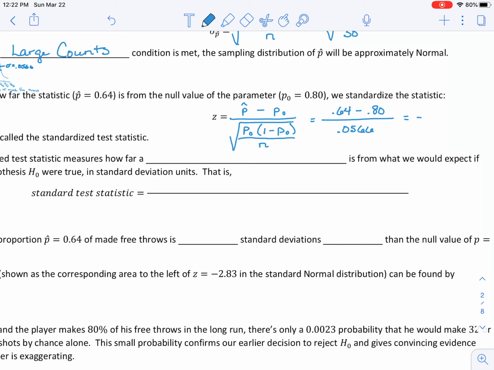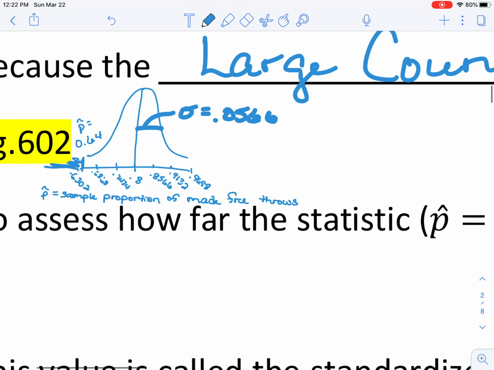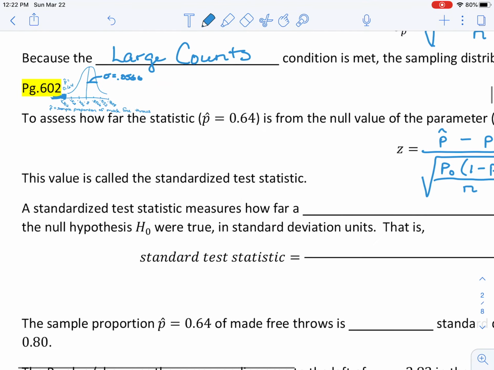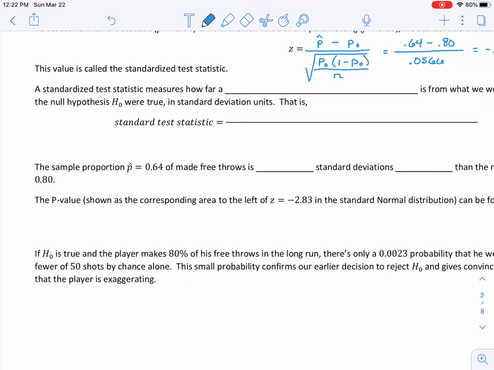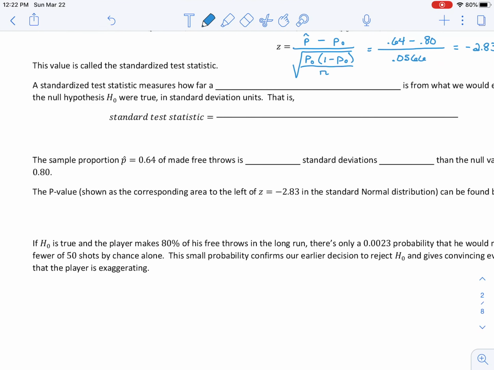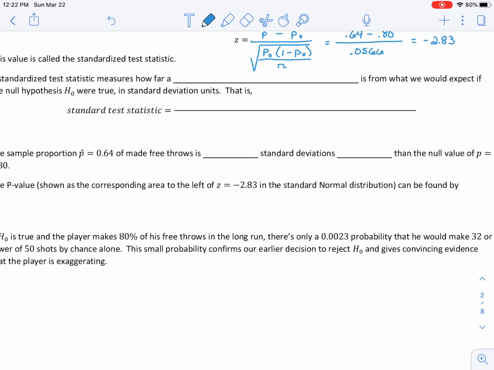When I put that in my calculator, I get negative 2.83, which we should have expected to be negative. When I sketched that in, it was to the left of the mean, so the z-score will be negative, and it is almost 3 standard deviations away. So that's what that z-score is showing. We just found what's called the standardized test statistic. Standardized meaning it was turned into a z-score. It's measuring how far this sample statistic is from what's assumed to be true in the null hypothesis, in standard deviation units.